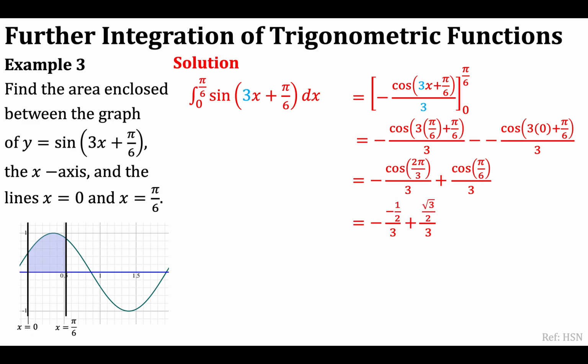So cos of 2 pi over 3 is negative a half. And cos of pi over 6 is root 3 over 2. So once we've got those exact values in, it gives us the negative of negative a half all over 3, plus root 3 over 2 all over 3, which is positive a sixth plus root 3 over 6. So that gives us 1 plus root 3 all over 6 square units, because we were working out an area, remember, and that is our final answer.